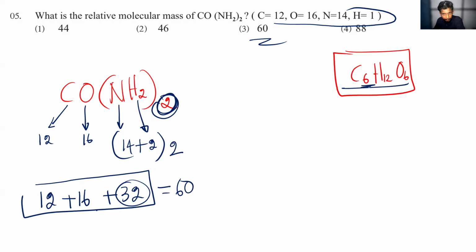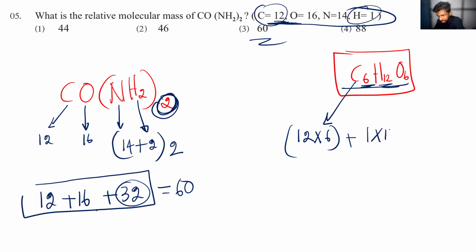Now we'll find the answer for this one. How many carbons are there? 6 carbons are there. For one carbon, that is 12. You may ask, sir, how did you get that 12? Here you can look at the values. They have given 12 for carbon, so from the data itself we have taken the 12. 6 carbons are there, so 12 into 6, plus hydrogen. Hydrogen is 1, and 12 hydrogens are there, so 1 into 12. Plus, how many oxygens are there? 6.